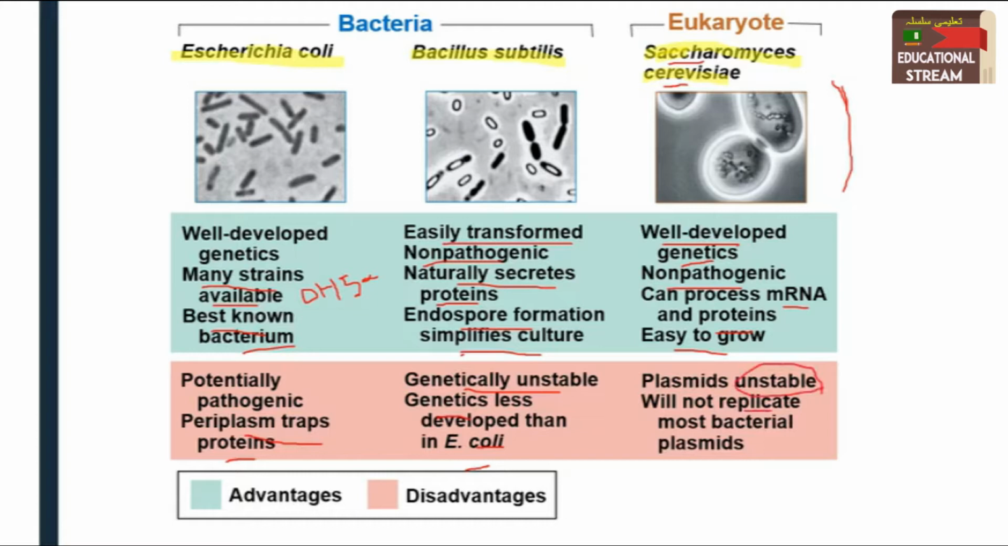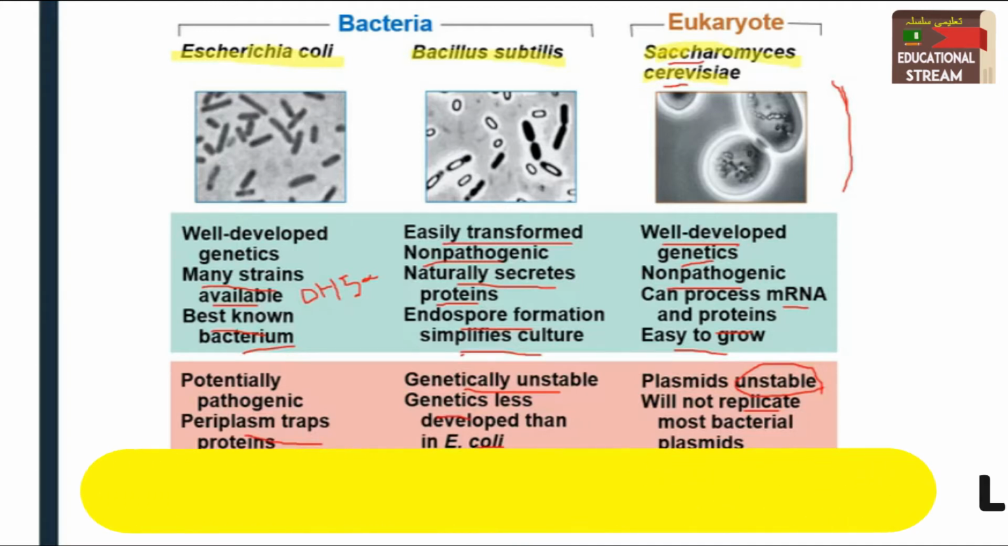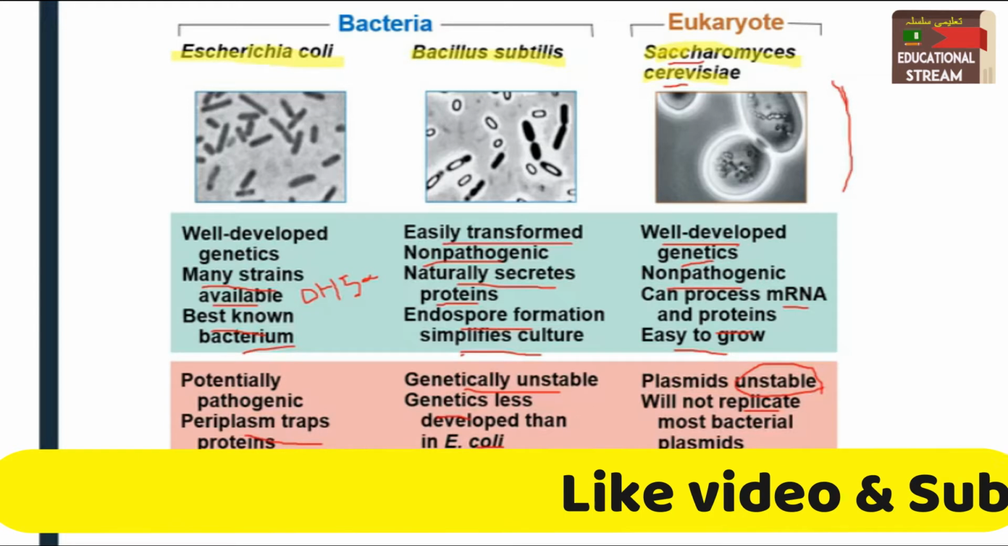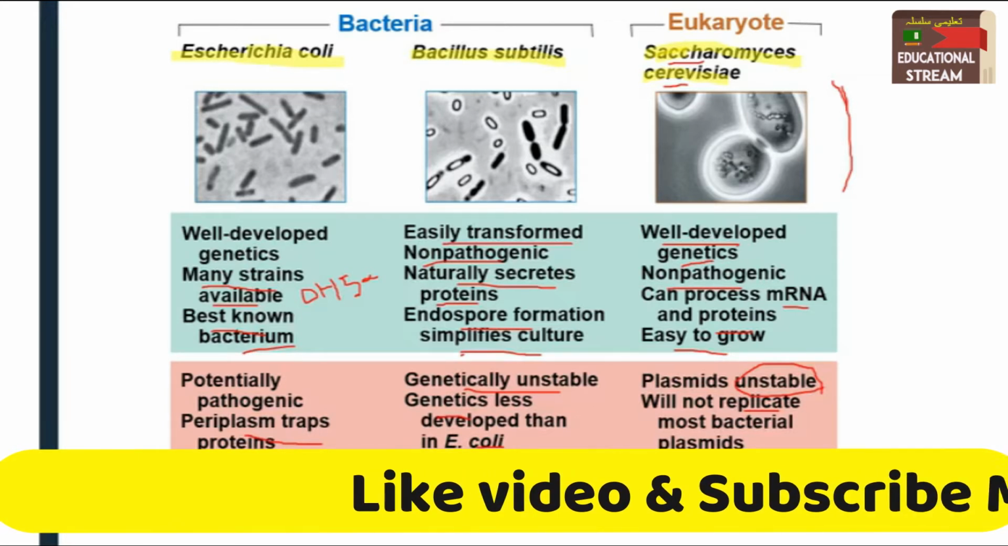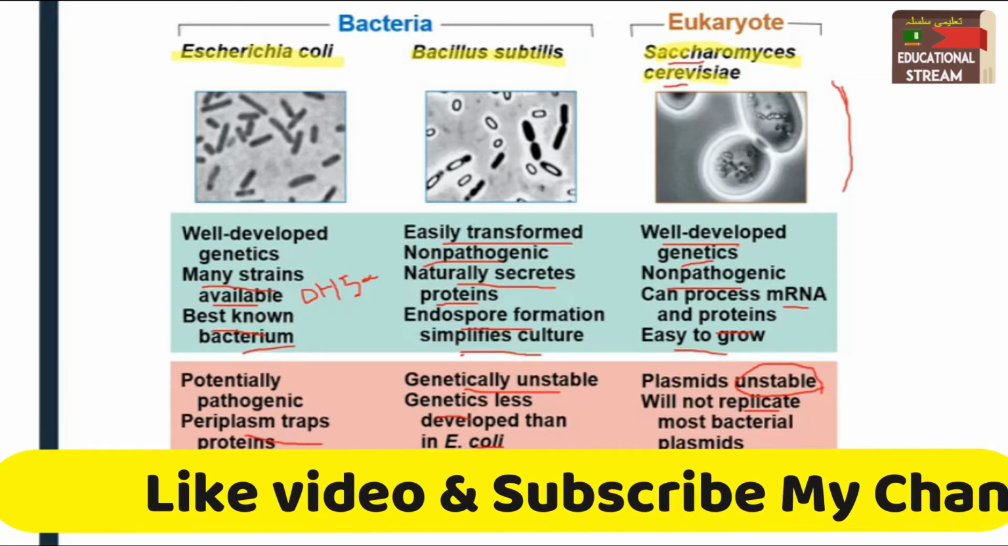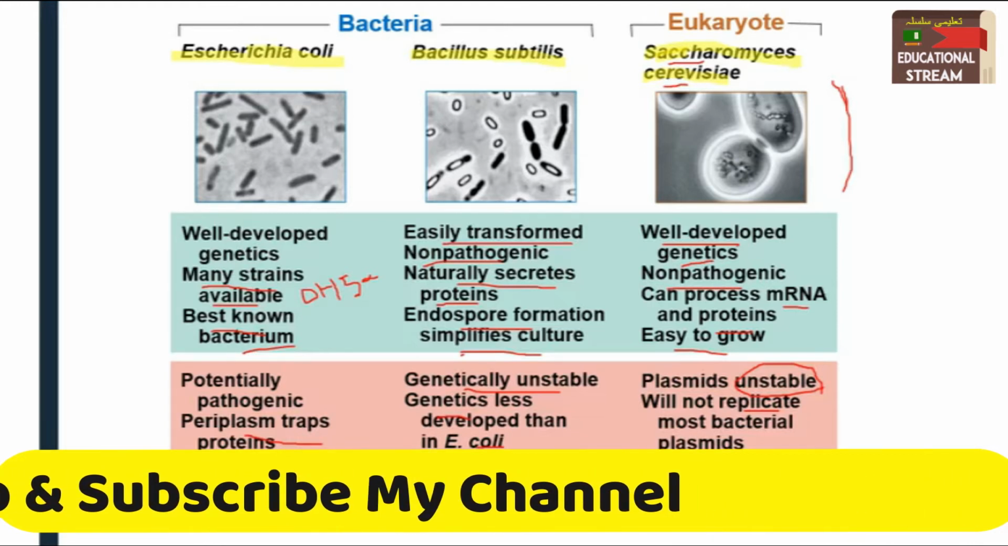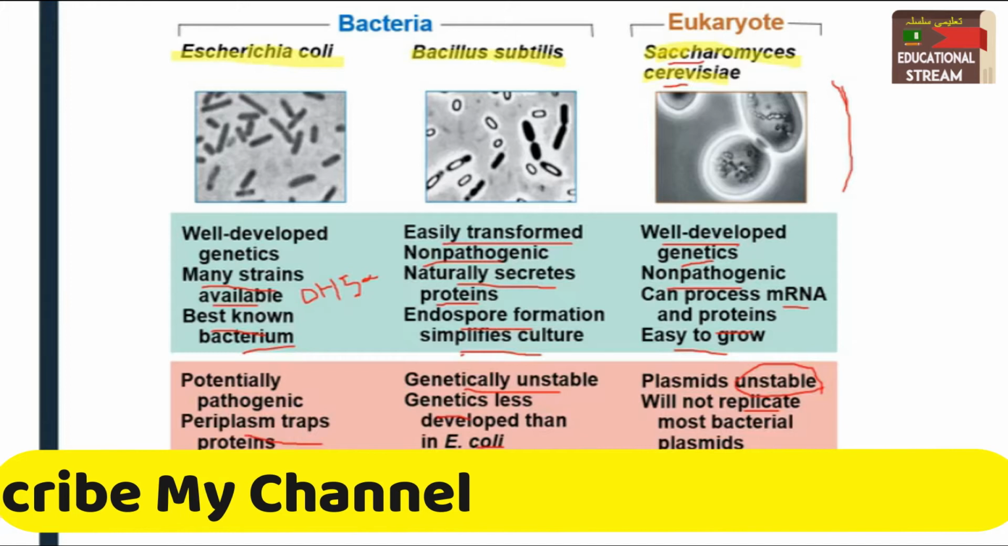It will not replicate most bacterial plasmids, because if we are introducing our gene into a plasmid vector and then using a eukaryote as a host organism, it will be unstable and will not carry the plasmid. If we have to express our protein in yeast, then we need to use the BAC or the YAC vectors, which are the advanced forms of the vectors that we discussed in our previous lecture.